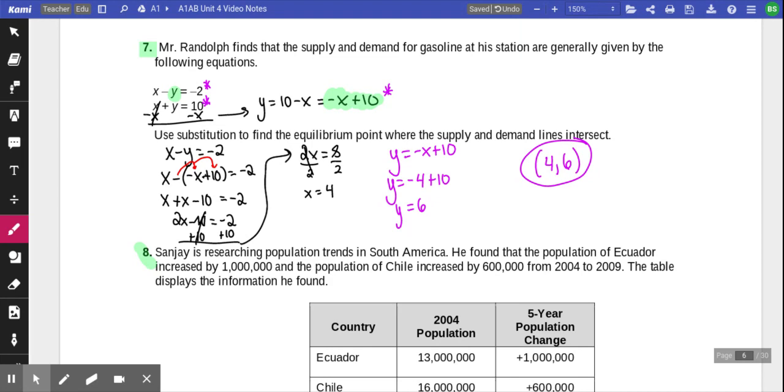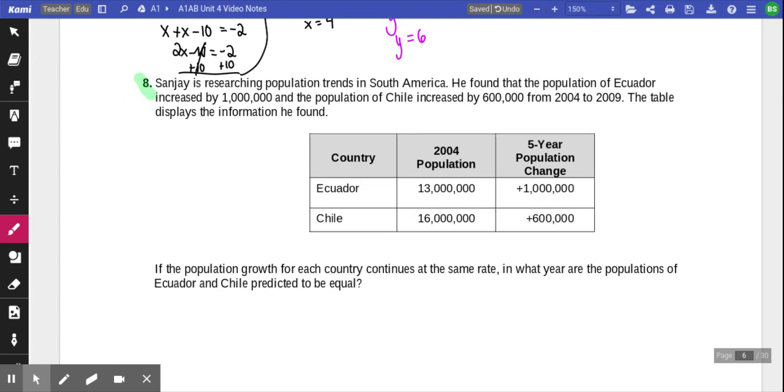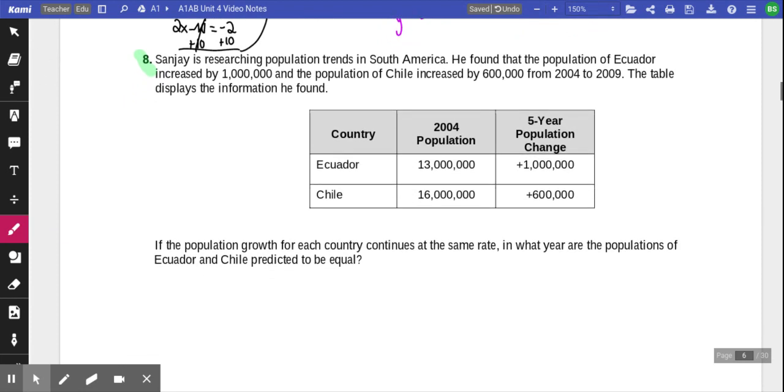Great, so one more. Sanjay is researching population trends in South America. He found that the population of Ecuador increased by 1 million and the population of Chile increased by 600,000 from 2004 to 2009. The table displays the information he found. If the population growth for each country continues at the same rate, in what year are the populations the same or predicted to be the same?